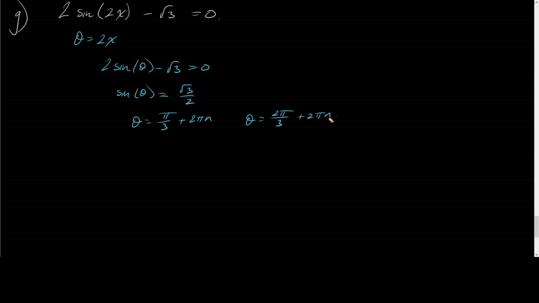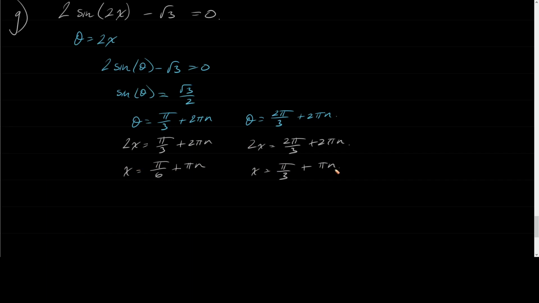All right. Now, the next thing we need to do here is, well, the problem wasn't about theta. It was about 2x. So we're going to say here that 2x is equal to pi over 3 plus 2 pi n, or 2x is equal to 2 pi over 3 plus 2 pi n. And then what we need to do here is divide both sides by 2. So x is equal to pi over 6 plus pi n, or x is equal to pi over 3 plus pi n. Notice I divided both sides by 2 there.